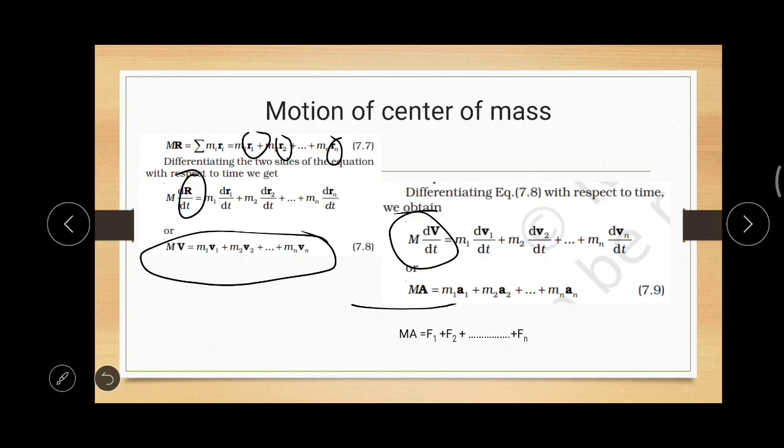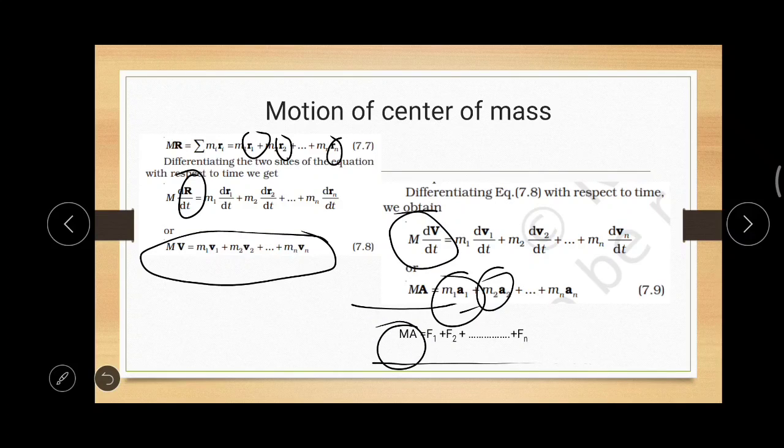So M into capital A, where capital M represents the total mass of the system and capital A represents the acceleration of the center of mass, is equal to m1 a1 plus m2 a2 plus etc. up to mn an, where m1 is the mass of the first particle and a1 is the acceleration of the first particle. Likewise, m2 is the mass of the second particle and a2 is its acceleration. You know that mass into acceleration is actually the force. So here, the total mass into the acceleration of the center of mass is F1 plus F2 plus etc.